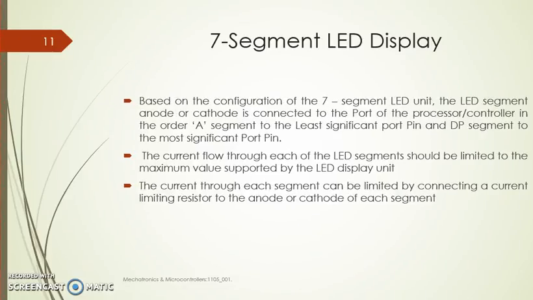Based on the configuration of the 7-segment LED unit, the 7-segment anode or cathode will be connected to the port pins of the processor or the controller in such a way that segment A will be connected to the least significant port pin and segment DP will be connected to the most significant port pin. Like your normal LEDs, even over here, we shouldn't allow maximum current to flow through, and hence a limiting resistor will always be connected.